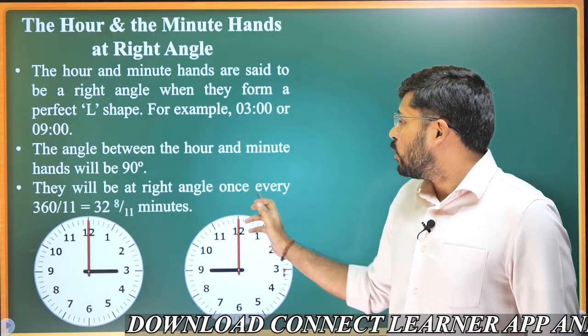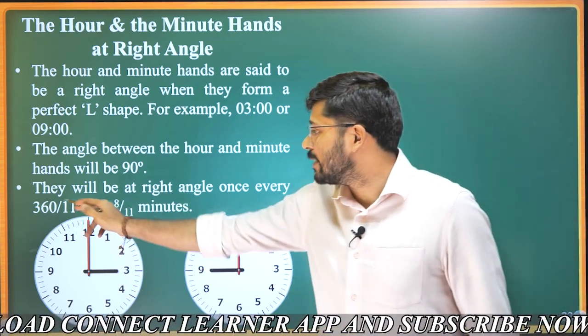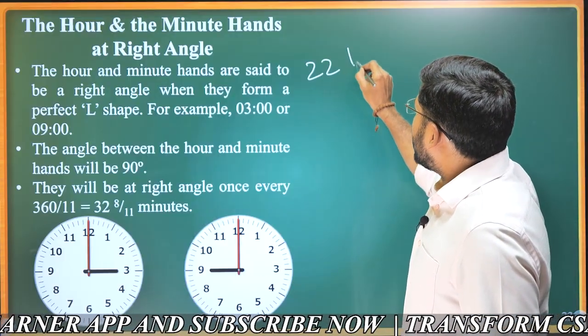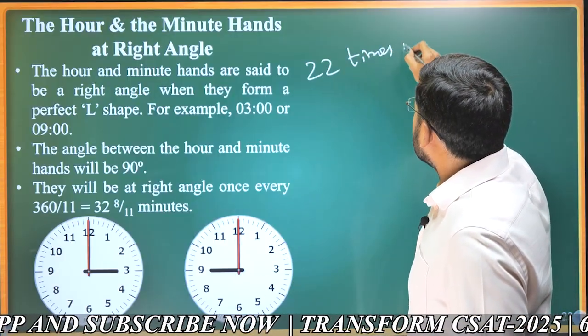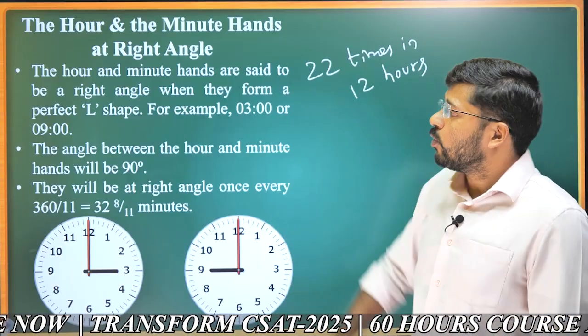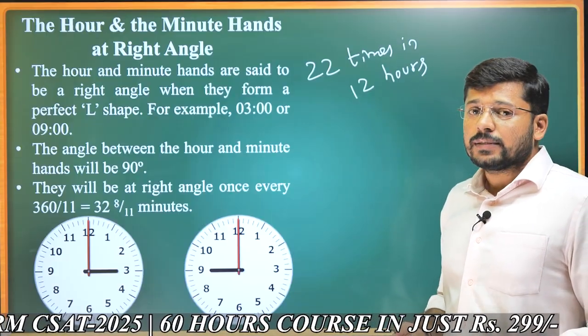They will be at right angle once every 32 point something minutes. That is 360 by 11. And they will be at right angles 22 times in 12 hours. Okay. Make a note of this. Then I will tell you how to visualize this.